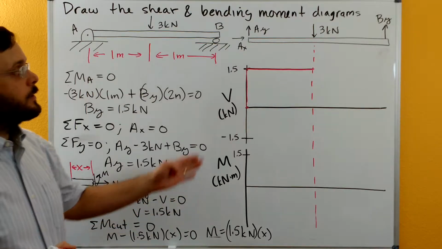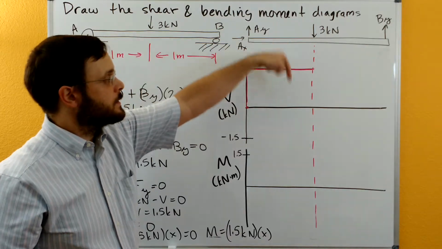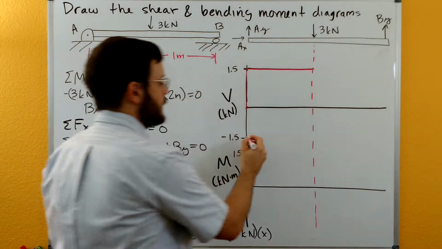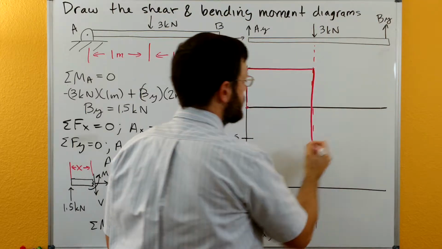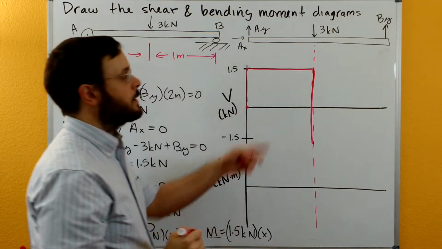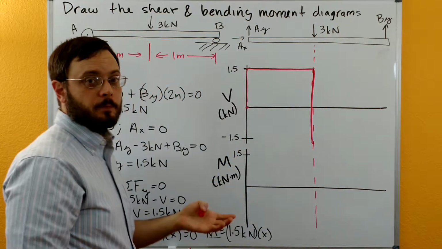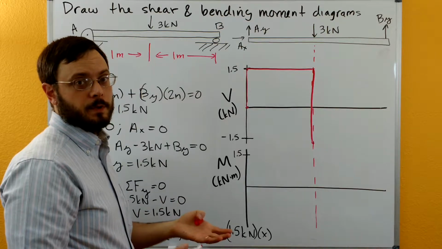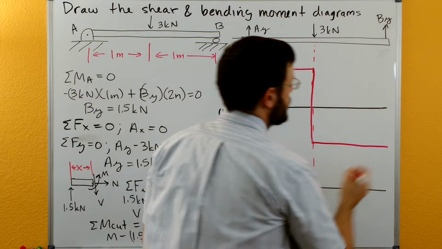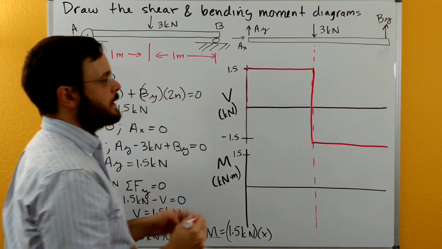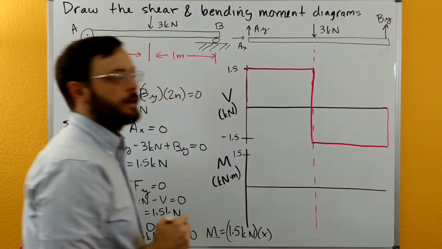Our shear is just going to come on over with a 0 slope until we hit the 3 kilonewtons. When we hit the 3 kilonewtons, we're at 1.5. We subtract off 3 kilonewtons because the 3 kilonewtons is going down, so we'll come down to negative 1.5 kilonewtons here. Then we check the beam again. We don't have a distributed load over here, so our slope is 0. Then we hit BY. BY was positive 1.5, and so we account for everything and wind up at 0 here.